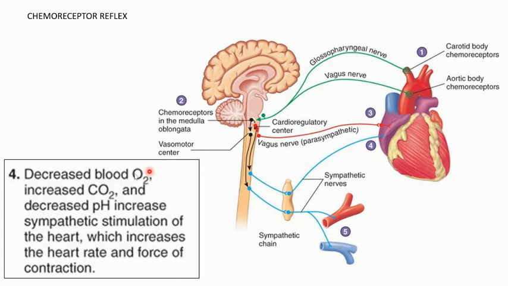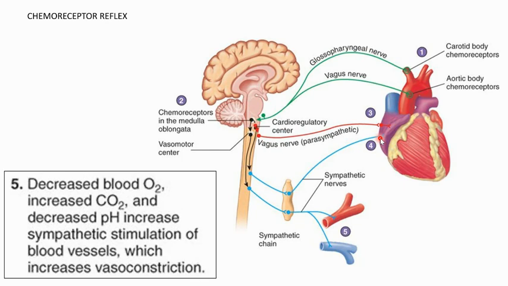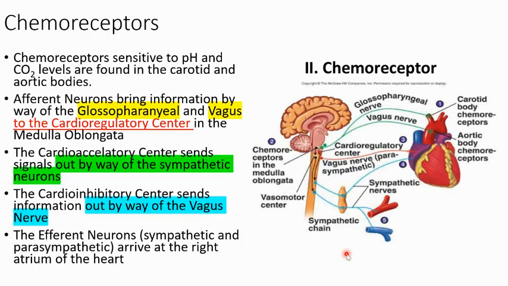Decreased blood oxygen, increased carbon dioxide, and decreased pH, increased sympathetic stimulation. So again, look at these black arrows. We're going to increase that sympathetic system to tell the sinoatrial node to increase heart rate and force of contraction. The decreased blood oxygen, increased carbon dioxide, and decreased pH, increased sympathetic stimulation, which also does affect these blood vessels right here, which is increasing vasoconstriction, but we will talk about that more in chapter 20.